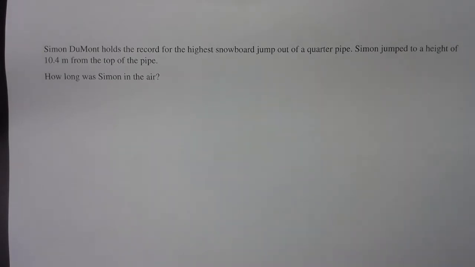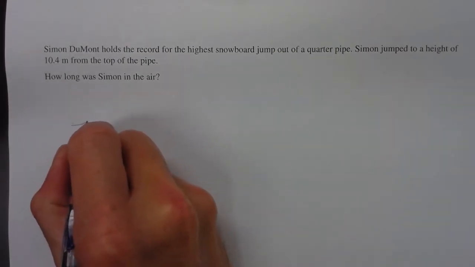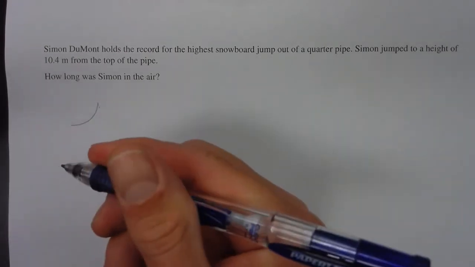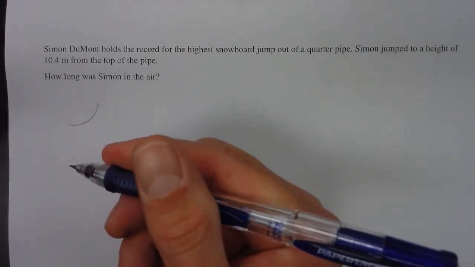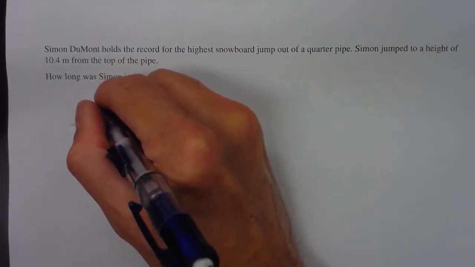He, quite a long time ago, I forget, early 2000s, did this jump at Sunday River in Maine. He jumped on a quarter pipe. So a quarter pipe is a ramp that's like this. That's the quarter of a pipe. And he jumped that on a snowboard. And he went flying up into the air and came back down.